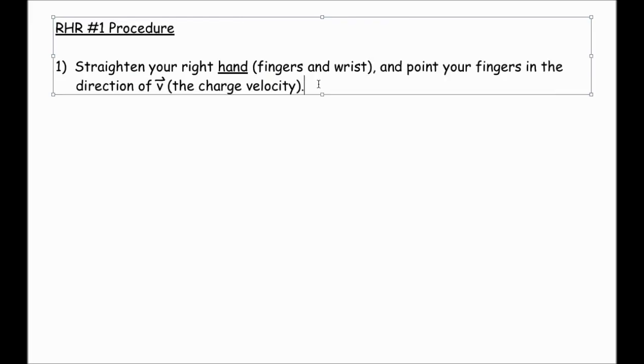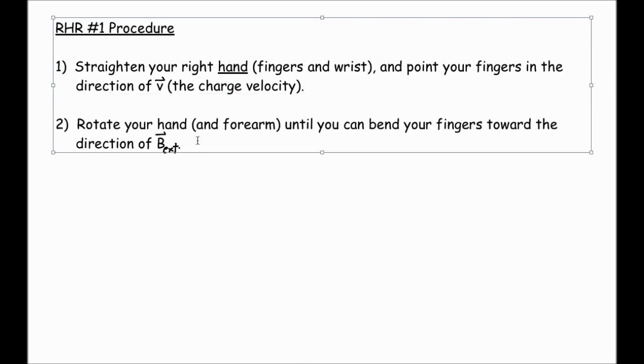The first step is to straighten your right hand, and by that I mean the fingers on your hand, the palm of your hand, the wrist, to straighten them all out so they all point the same way. And then point your fingers in the direction of v, the direction the charge is moving. And then the second step is to rotate your hand, and really your whole forearm, until you can then bend your fingers toward the direction of the magnetic field. And the rest of your hand should continue to point toward the direction of v, so don't let the rest of your hand point in another direction. All you're doing is rotating your hand.